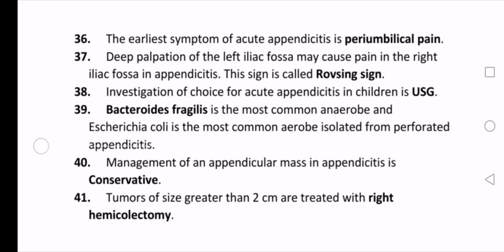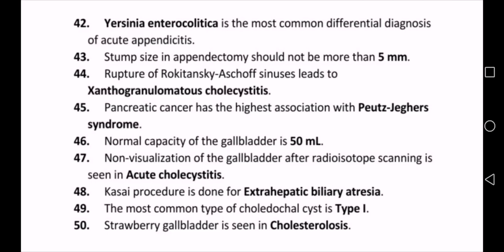Bacteroides fragilis is the most common anaerobe and Escherichia coli is the most common aerobe isolated from perforated appendix. Management of an appendicular mass in appendicitis is conservative. Tumors of size greater than 2 cm are treated with right hemicolectomy. Yersinia enterocolitica is the most common differential diagnosis of acute appendicitis. Stump size in appendicectomy should not be more than 5 mm.